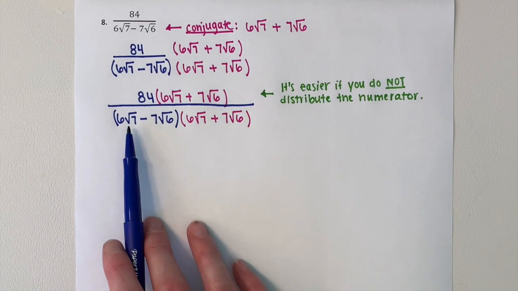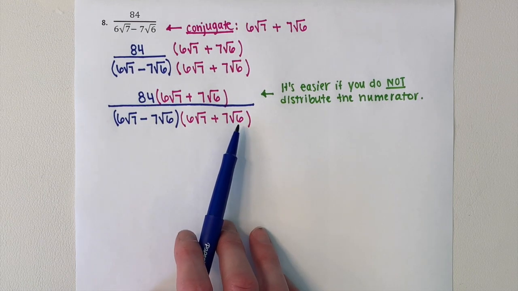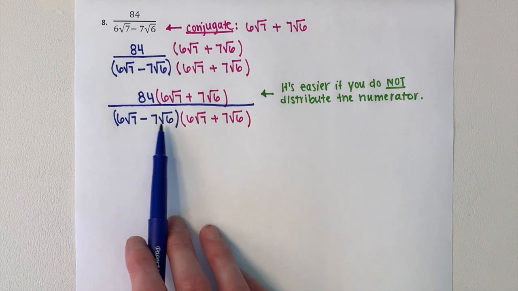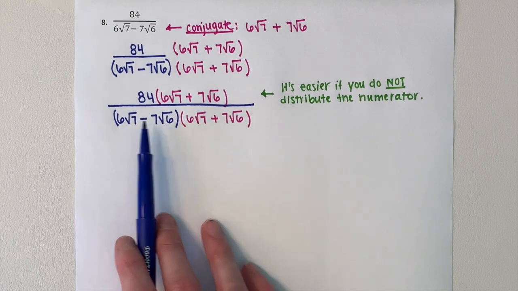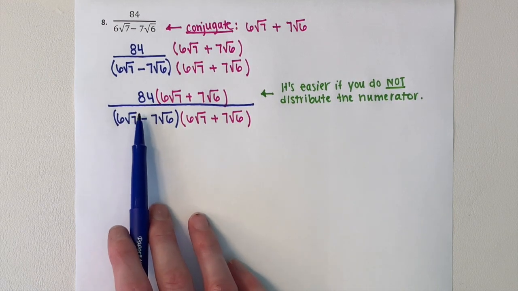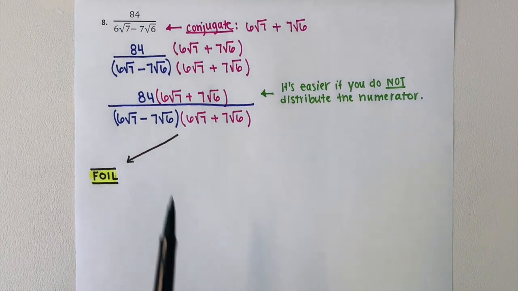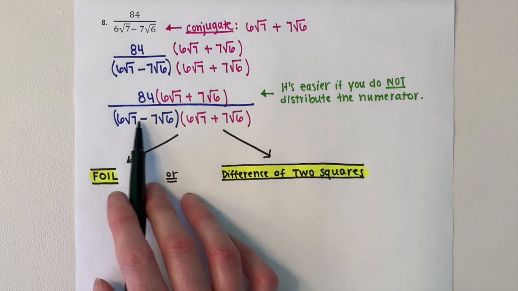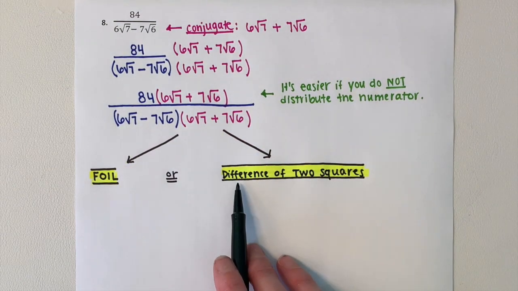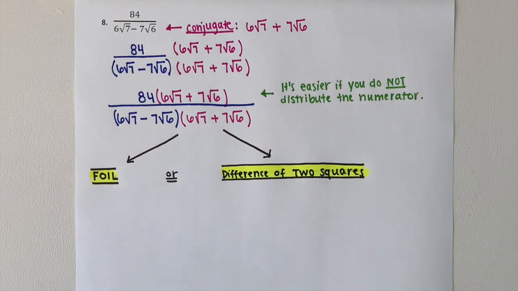but we cannot leave the denominator as is because the whole goal of this problem is to rationalize the denominator, and the denominator is not rationalized. We have lots of square roots in the denominator, so we need to work on simplifying this denominator. And we have two different options. We could FOIL this denominator, or remember, whenever you're multiplying two conjugates, you can always use the difference of two squares formula. You can pick whichever approach you prefer.